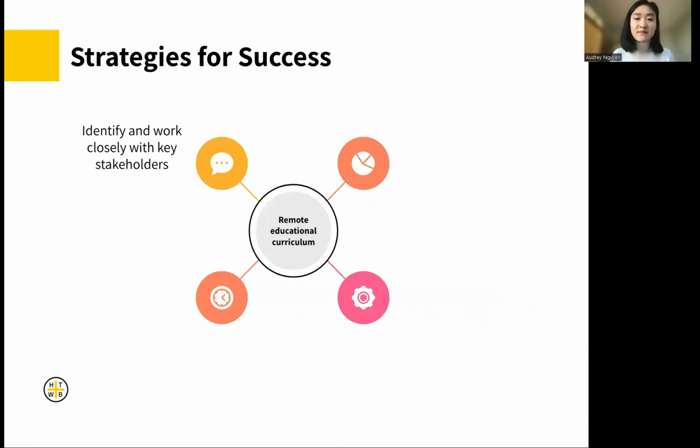So lastly, some key tips. First, creating a solution using remote education is really community oriented. It's about doing it for the community and not doing what you think is best for them. So therefore, it's important to work closely with stakeholders and community partners.